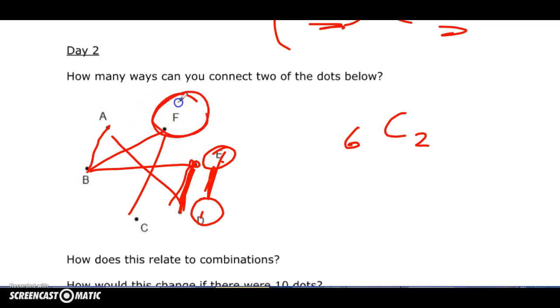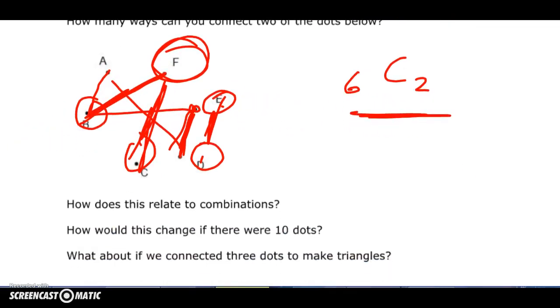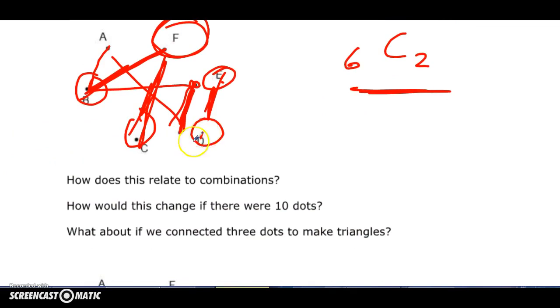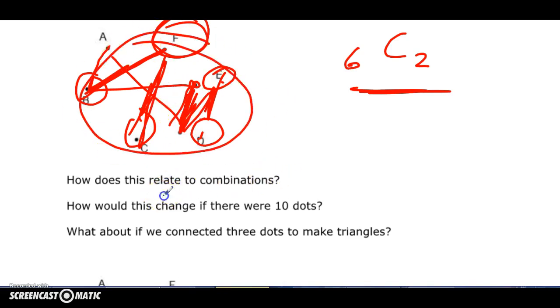So it's the same thing. There's F and there's B, I connect them. There's one line. There's F and there's C, I connect them. There's another line. That's how you do this type of question. This is really good when it comes to planning and organizing things. So if you're going to try to come up with the different ways that these things can be done, you can sometimes plan it like, make it look like this. How does this relate to combinations?